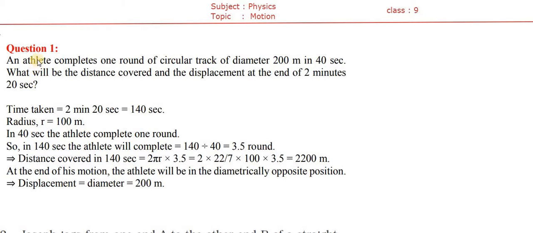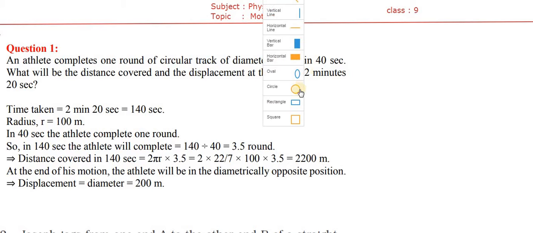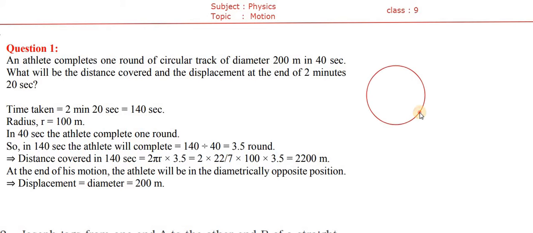Now the first question is: an athlete completes one round of a circular track of diameter 200 meters in 40 seconds. What is the distance covered and the displacement at the end of 2 minutes 20 seconds? So here the athlete completes one round of a circular track. A circular track is nothing but a circle. If this is a circle, see here, this is the diameter.